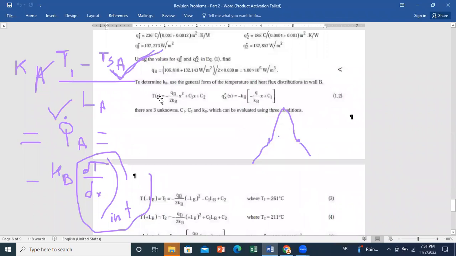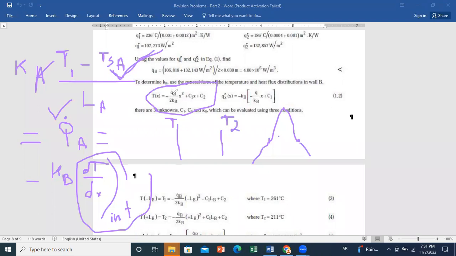Temperature function of X is minus QB over 2K X squared plus C1X plus C2. So this will be provided for you, okay? You will be given this, but you should know how to proceed, how to work with this information. So you know that material B is bounded from two sides, and you know the temperature at side 1, and you know the temperature at side 2.